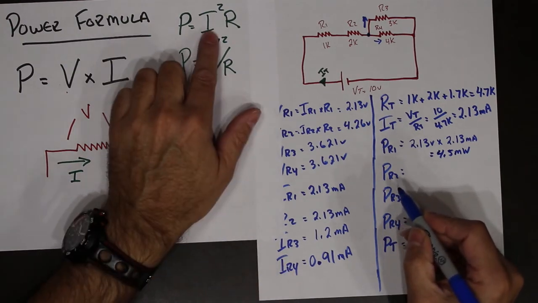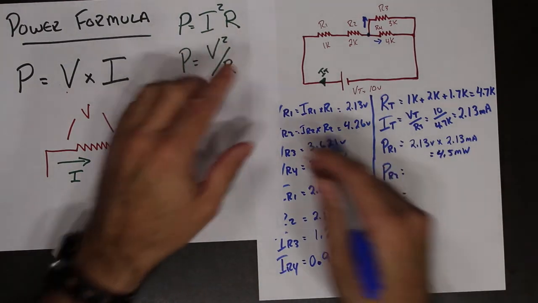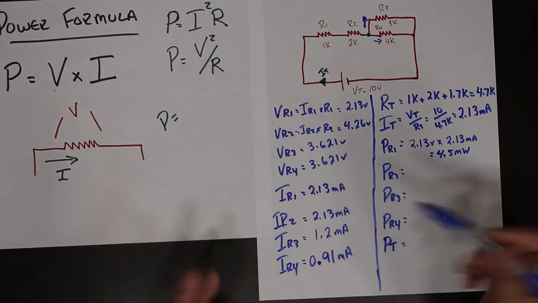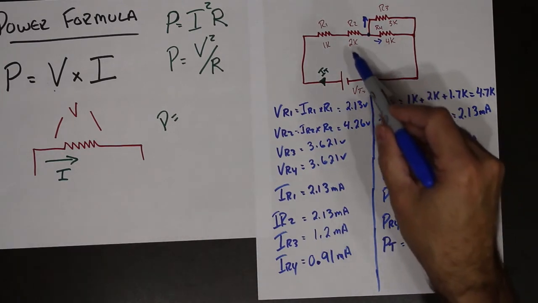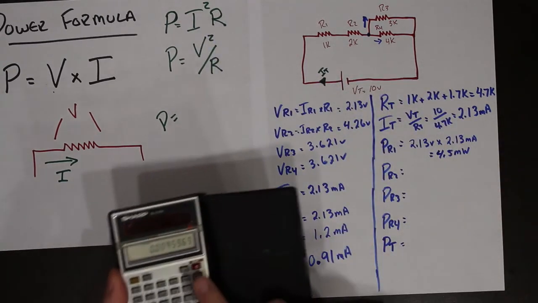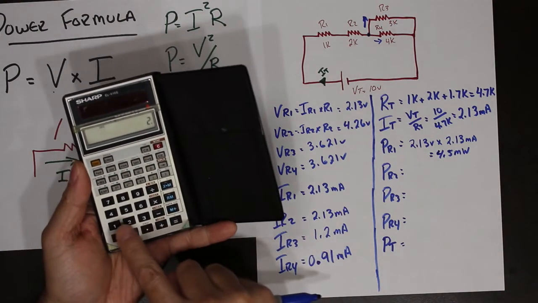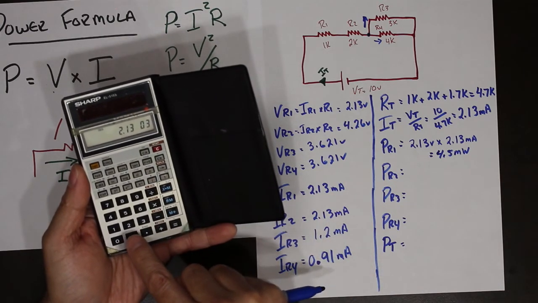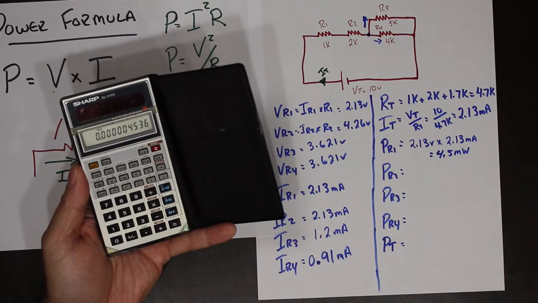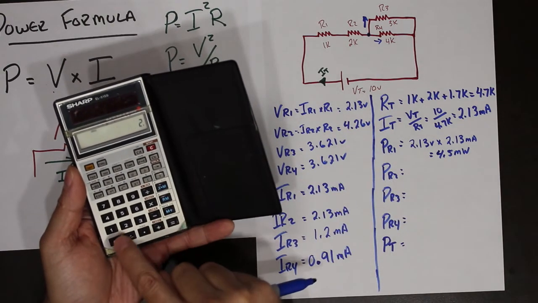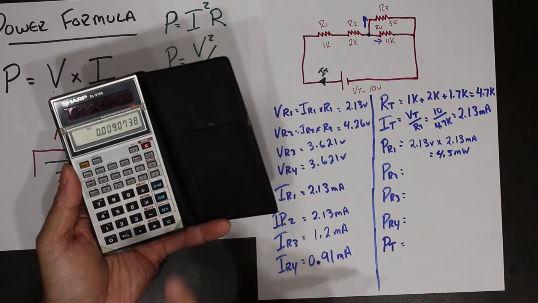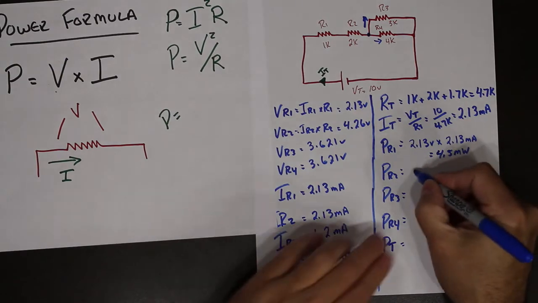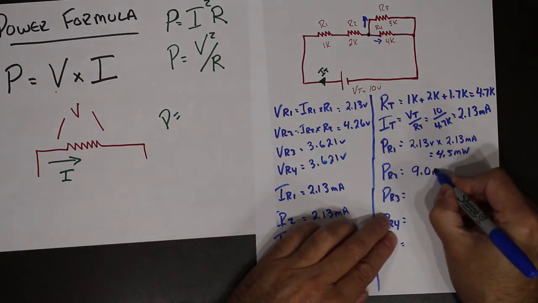For the next one, let's just use this formula, I squared R. Again, it doesn't matter which formula we use, they all equate. Since we have all of the values, we can use any formula we want. So I squared, here we go. It's very important that you enter in the milliamp part: 2.13 times 10 to the negative 3, milliamps squared, times 2K equals 9.0 milliwatts.